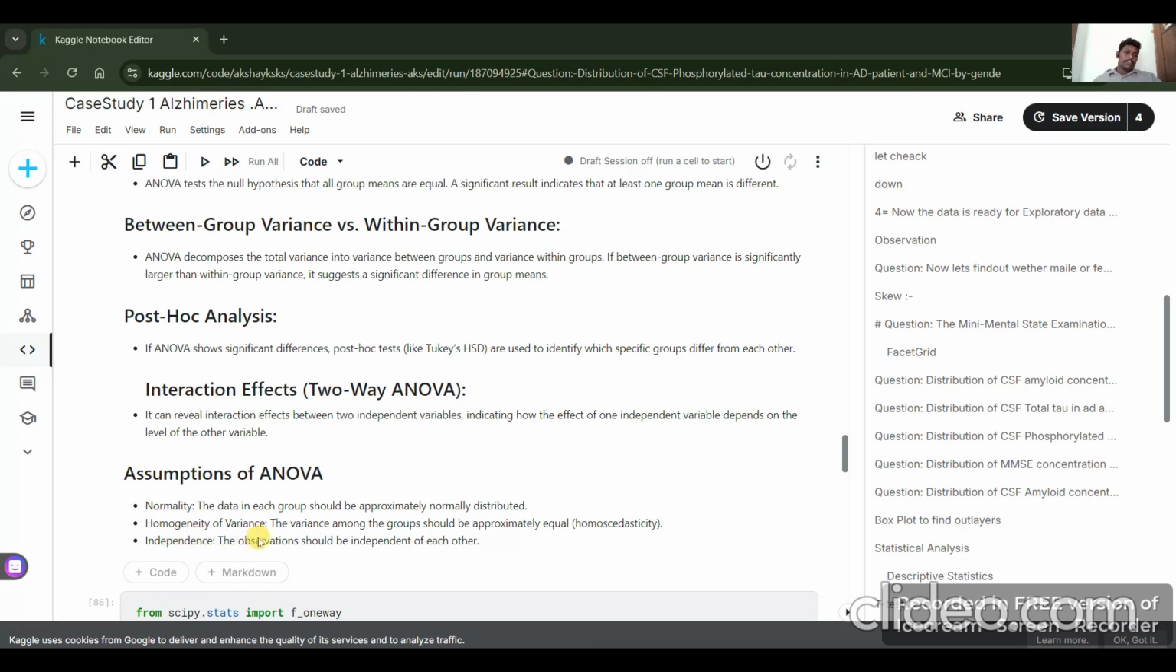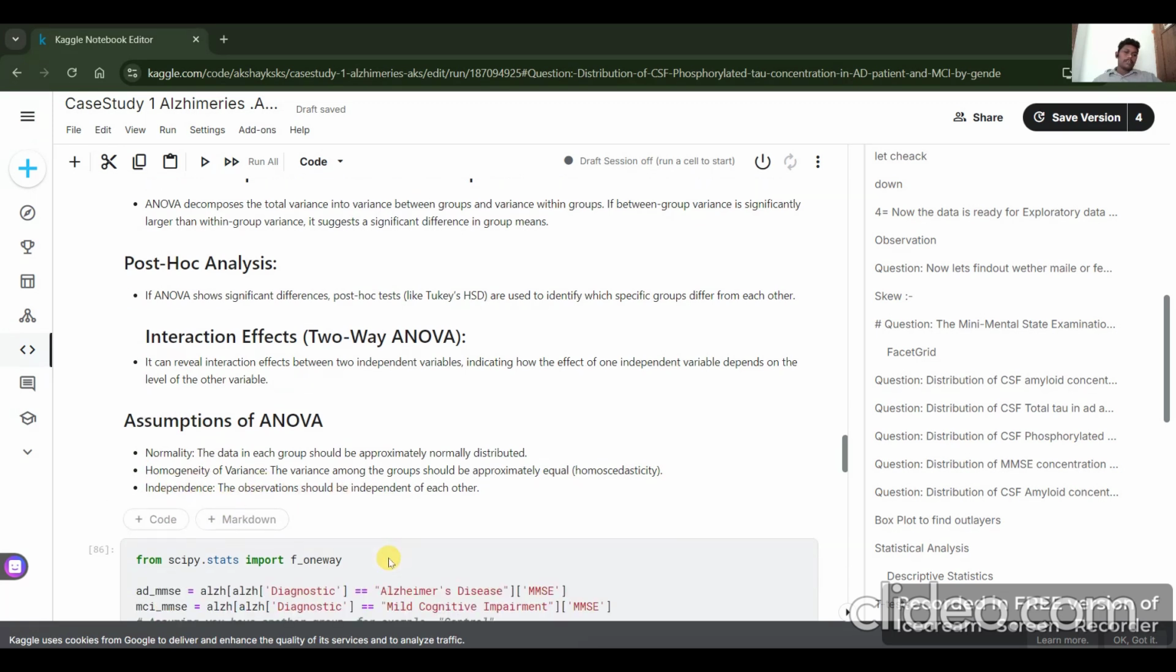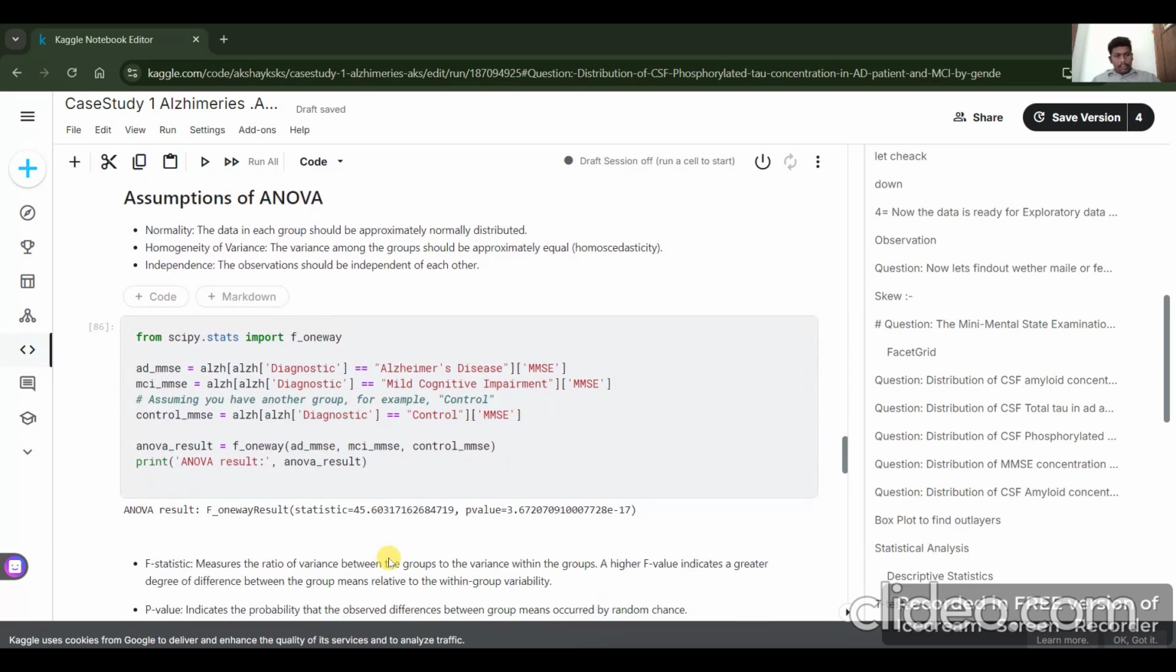And then independence: the observations should be independent of each other. Here, ANOVA coding.